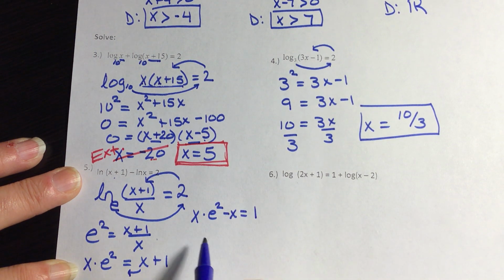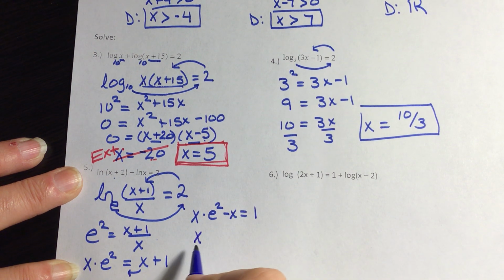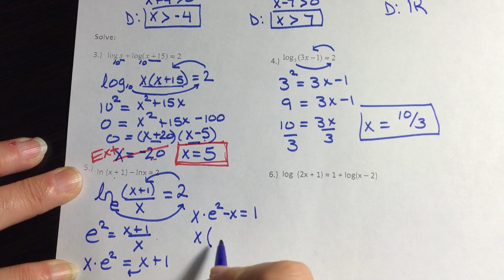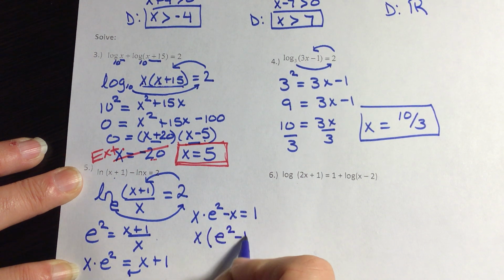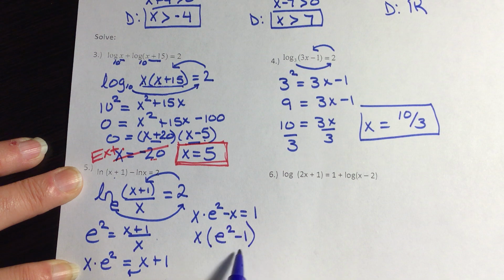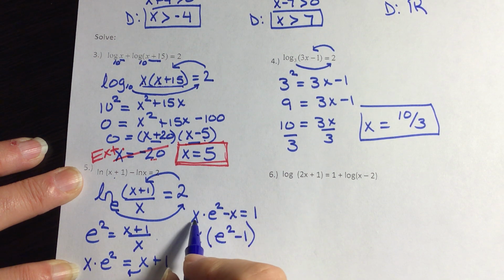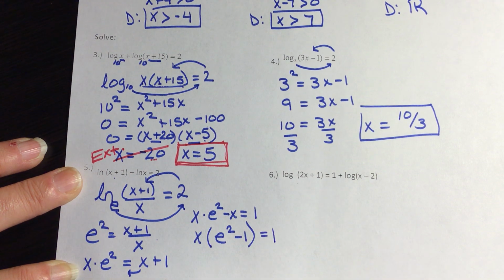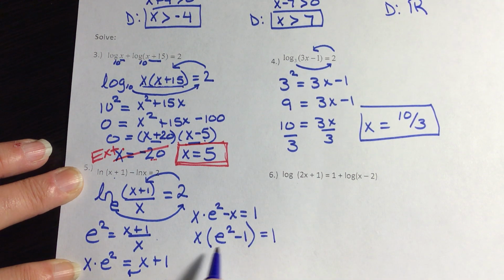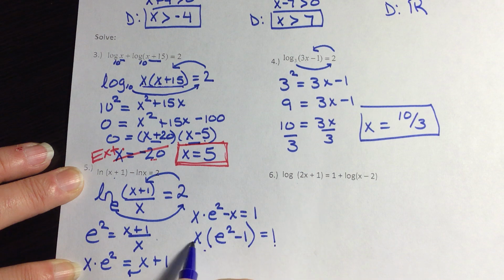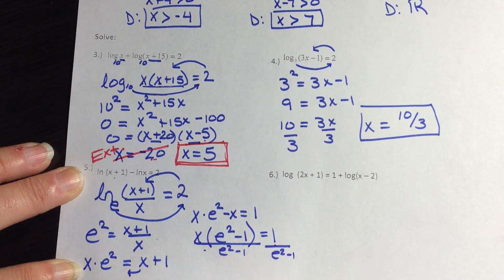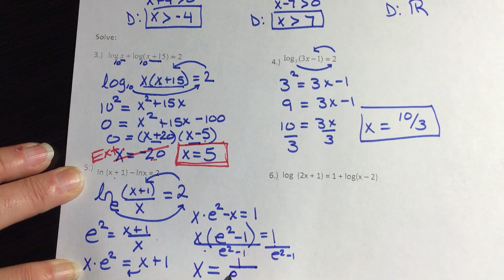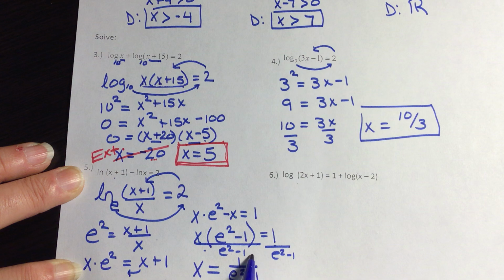And now I'm going to factor out an x. So I have x times e squared minus 1. If I do the distributive property, I would get back to this. Now this equals 1. And to get x by itself, I'm going to divide both sides by e squared minus 1. So x is 1 over e squared minus 1.